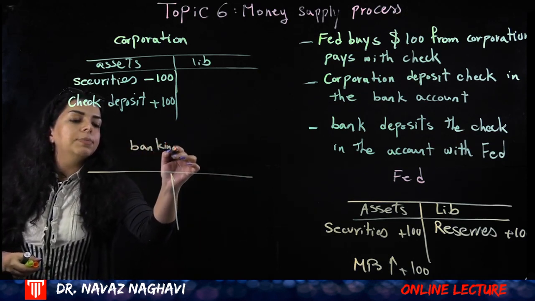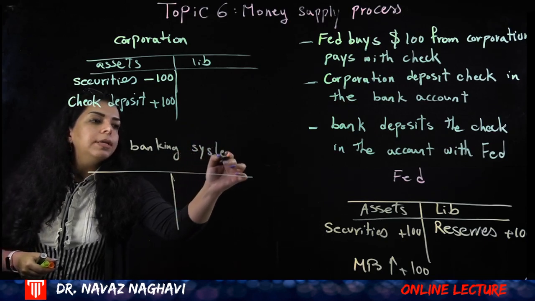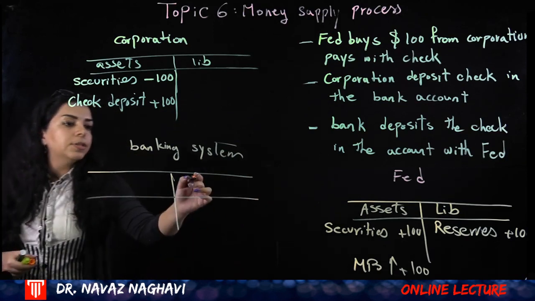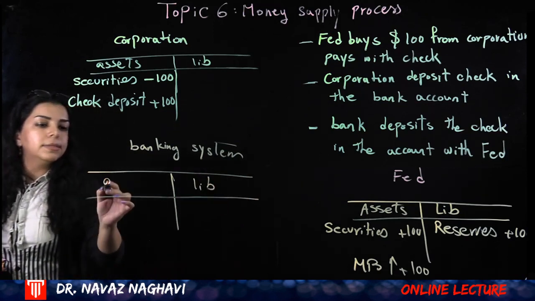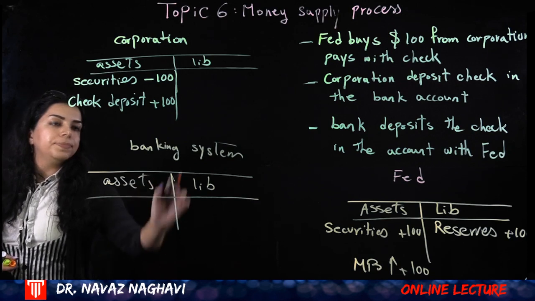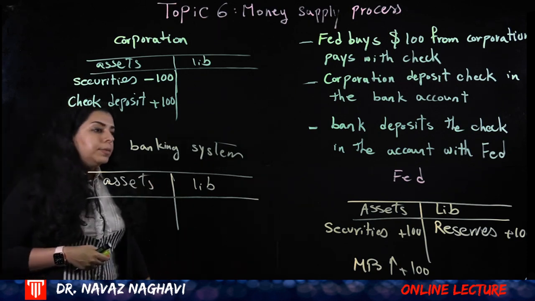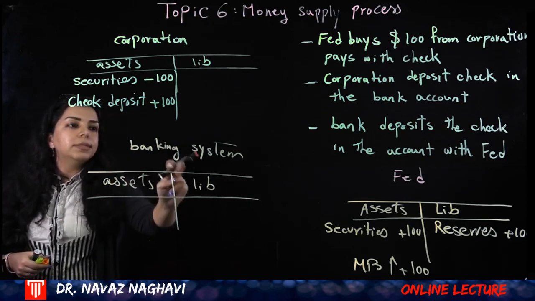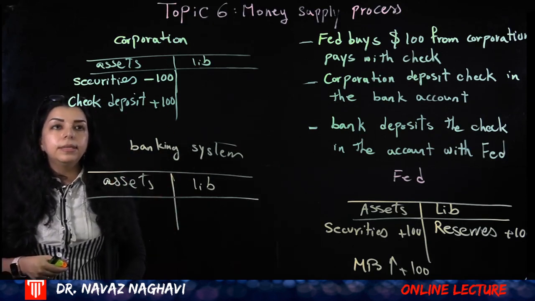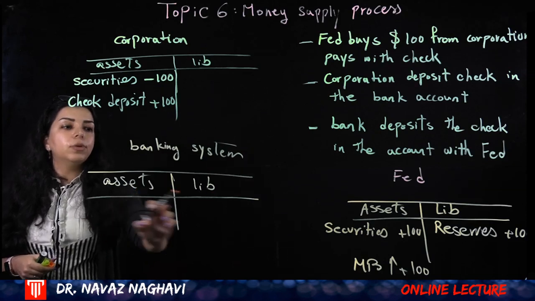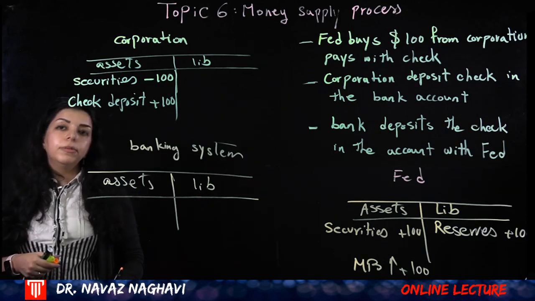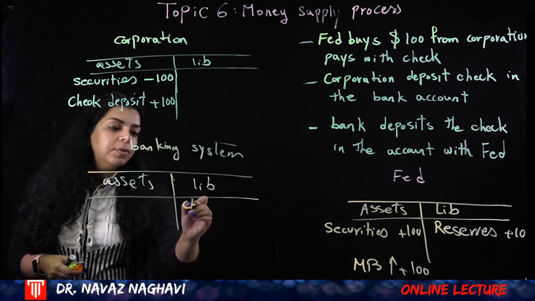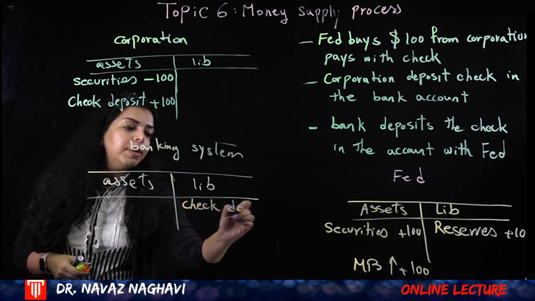So here is the banking system. Now let's see whether this change is affecting the liability side of the banking system or the asset side. Here, the check is being deposited in the banking system. Do you think that the check deposit is an asset for the banking system or a liability of the banking system? Of course, the check deposit is a liability of the banking system.